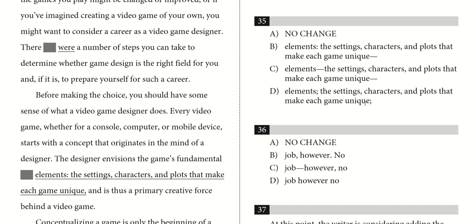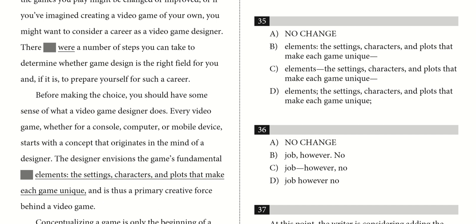D, okay, for D we have a semicolon at the end rather than a comma, but this semicolon runs into the exact same issue, because to use a semicolon, you have to have both before and after the semicolon be complete sentences, and again, that's not the case here. What would come after the semicolon, and is thus a primary creative force, is not a complete sentence because you're still missing that subject. So D is also out because this part is just not a complete sentence.